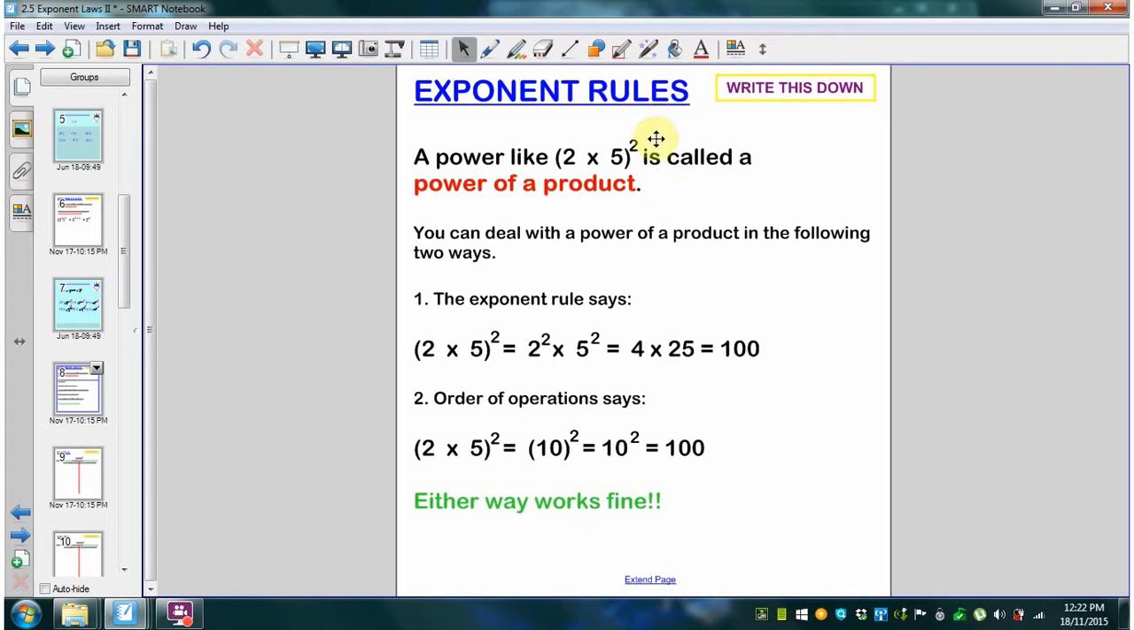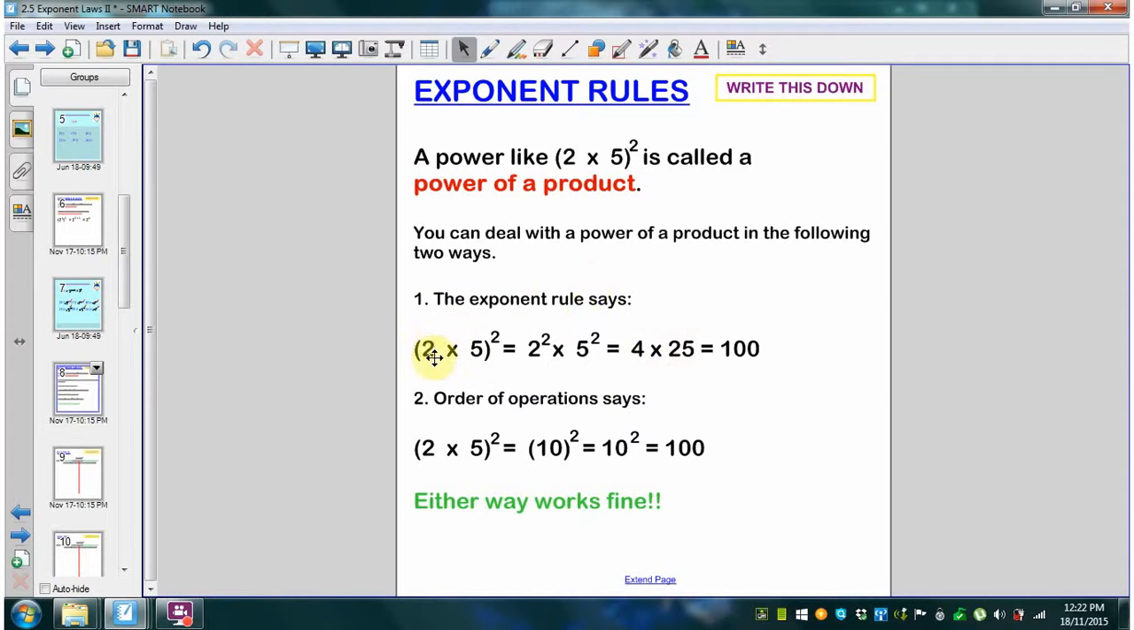Okay, so by now you should have this written down. Okay, quickly we're going to go over it. So a power like 2 times 5 to the 2, so all this in brackets, is called a power of a product. And product is there because it's a multiplication. Product and multiplication mean the same thing. Okay, so power of a product. And you can deal with the power of a product in 2 different ways. Okay, and the first way is a new way that you haven't done before. And you can call it exponent rule number 4 if you want.